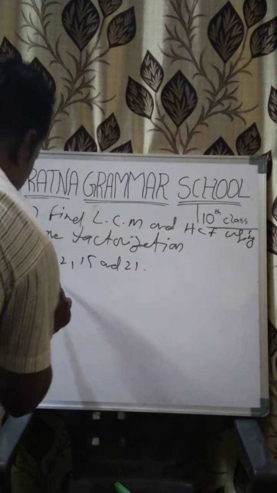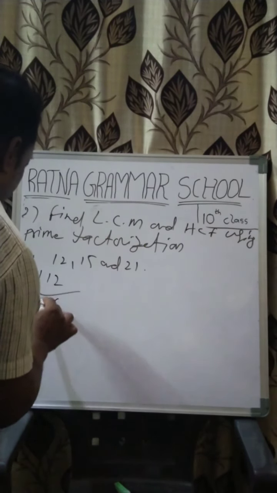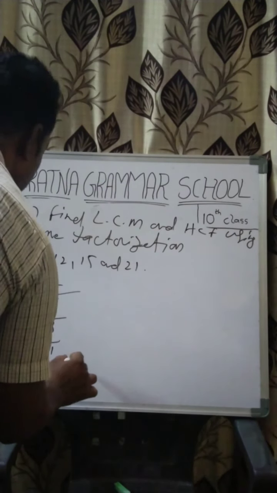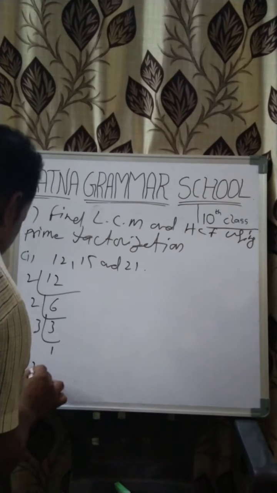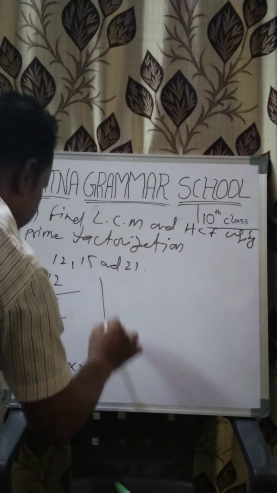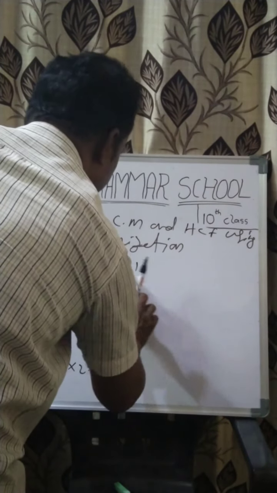See, first one, 12 divided by the 2 table. 2 sixes are 12, 2 threes are 6, 3 ones are 3, and 1. So 12 is equal to 2 into 2 into 3. Okay.